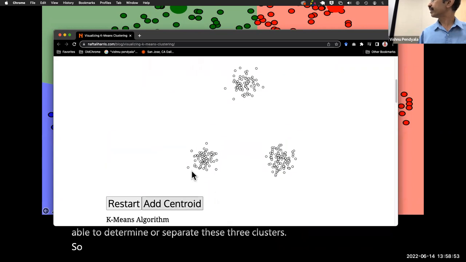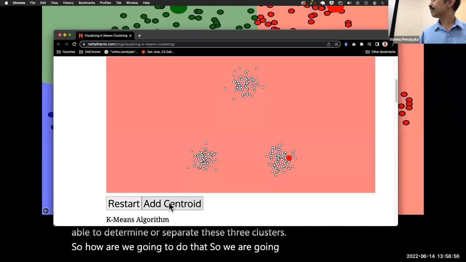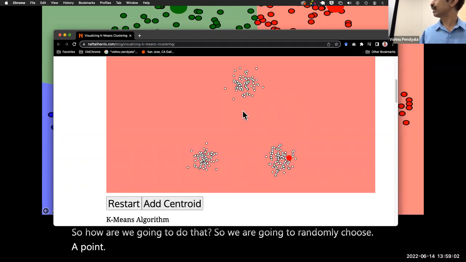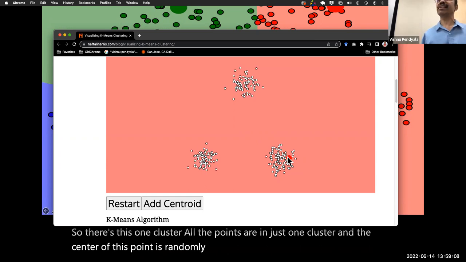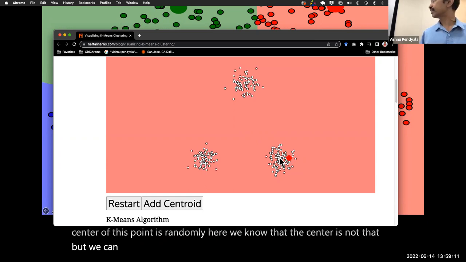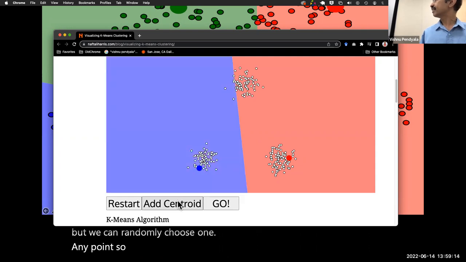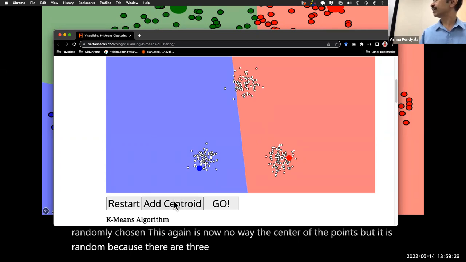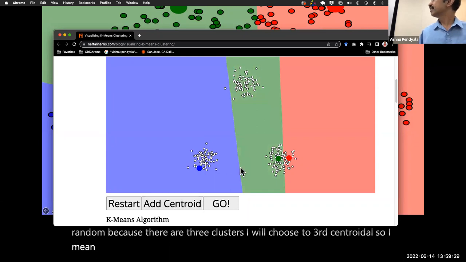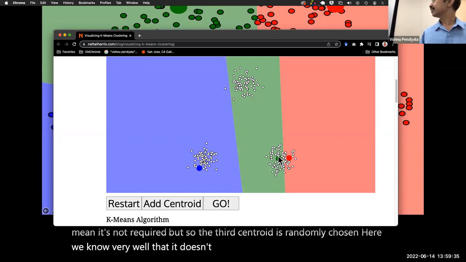So how are we going to do that? We are going to randomly choose a point here. So there's just one cluster, all the points are in just one cluster, and the center of this cluster is randomly here. We know that the center is not that, but we can randomly choose any point. Add another centroid. This is the other cluster, randomly chosen. This again is in no way the center of the points, but it is random. Because there are three clusters, I'll choose a third centroid also. It's not required, but the third centroid is randomly chosen here. We know very well that it doesn't work, right? This is not the center.